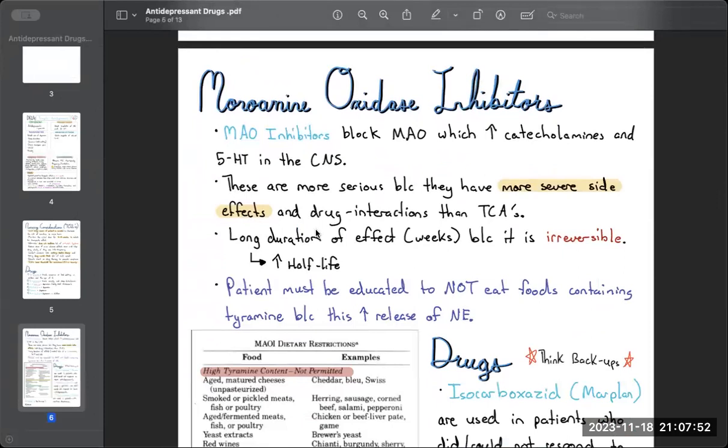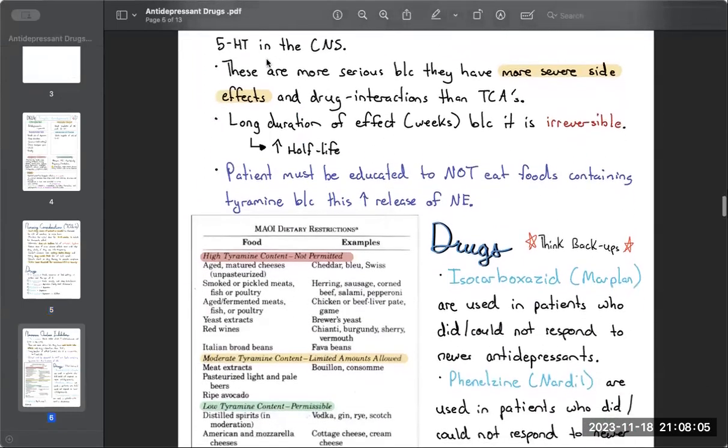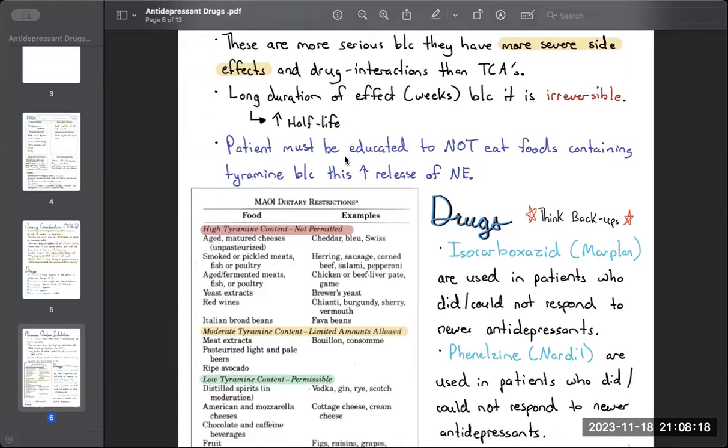Monoamine oxidase inhibitors are another type of antidepressant, okay? These block MAO, which increases these catecholamines like norepinephrine and serotonin in the CNS. Like I said, these are CNS penetrating drugs. So these are more serious because they have more severe side effects and drug interactions, okay? Once again, these are also a type of drug that takes a long time to work. And it's irreversible, these drugs, okay? You can't do anything to treat it if these patients were to overdose, okay?